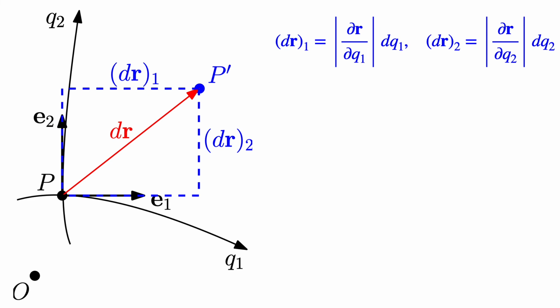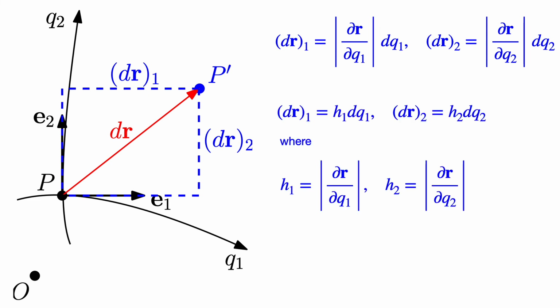We now introduce the Lamé coefficients. We define h1 to be the magnitude of dr by dq1, and we define h2 to be the magnitude of dr by dq2. Then the lengths of the sides of the blue dashed rectangle are just h1 dq1 and h2 dq2. The surface area element in 2D is then just the area of the blue dashed box. That is, ds equals h1 dq1 times h2 dq2, which is just h1 h2 dq1 dq2.